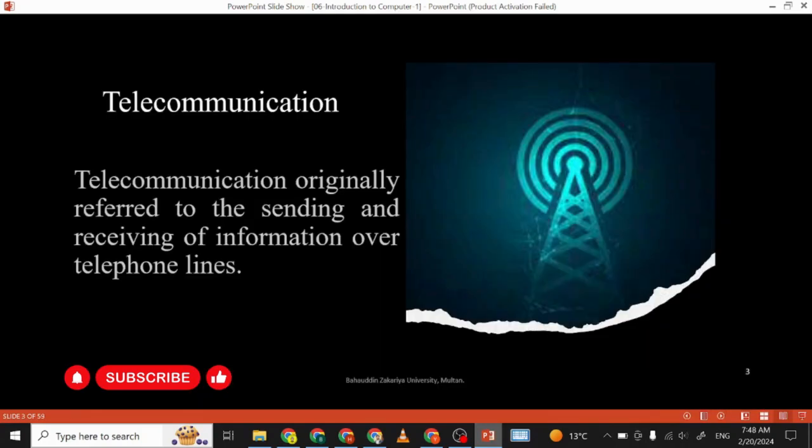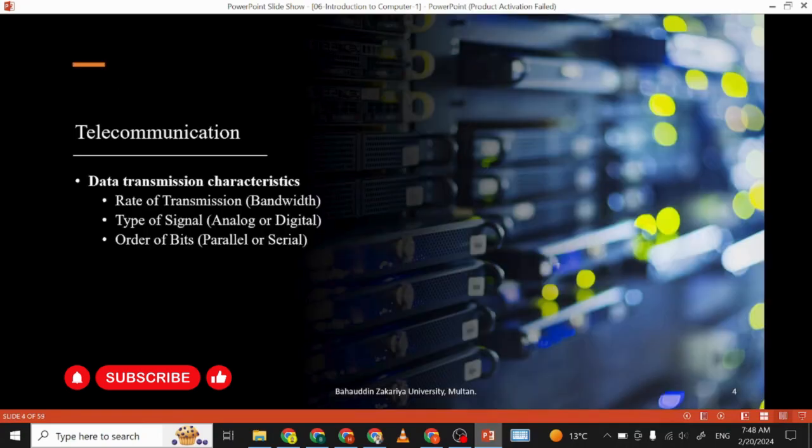Telecommunication. Telecommunication originally referred to the sending and receiving of information over telephone lines. Telecommunication data transmission characteristics: rate of transmission is called bandwidth; type of signal, there are two types, analog or digital; order of bits, parallel or serial.